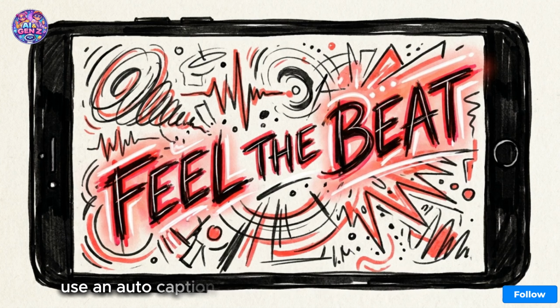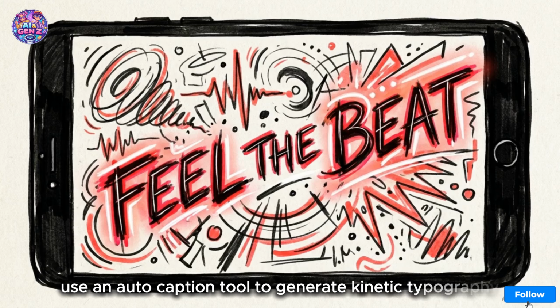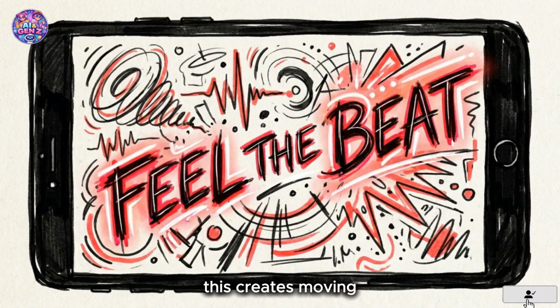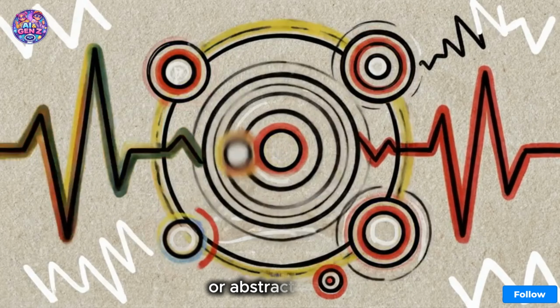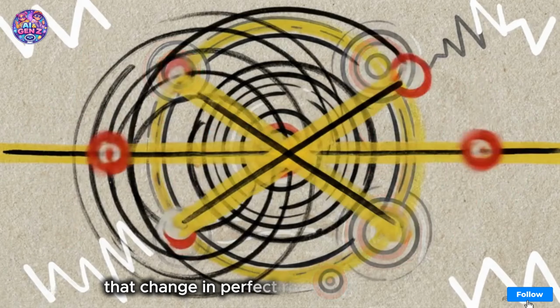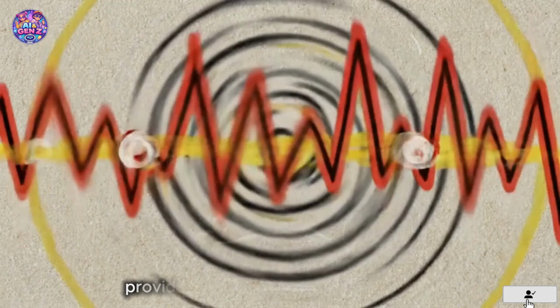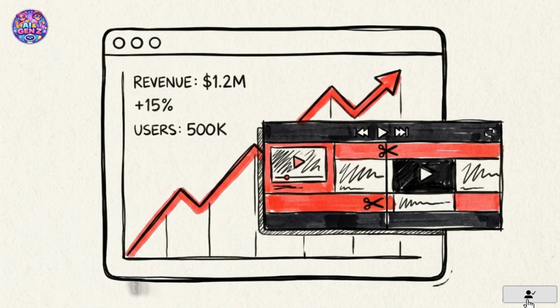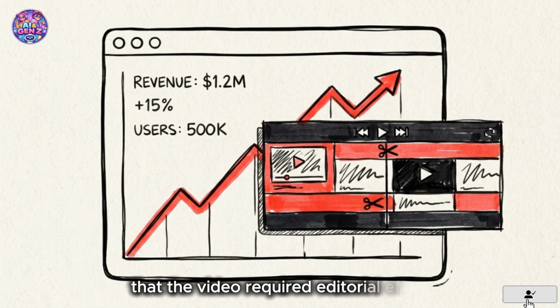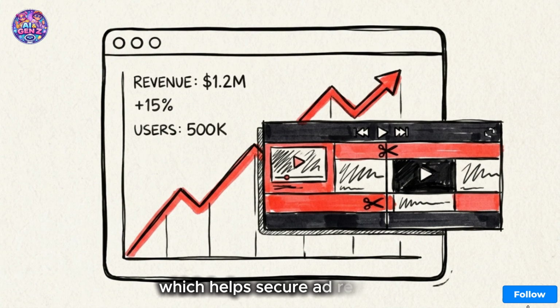Use an auto caption tool to generate kinetic typography. This creates moving, on-screen lyrics that sync with the vocals and maintain viewer interest. You should also layer in dynamic B-roll or abstract visuals that change in perfect rhythm with the music. Providing a dynamic visual experience proves to the platform that the video required editorial effort, which helps secure ad revenue.